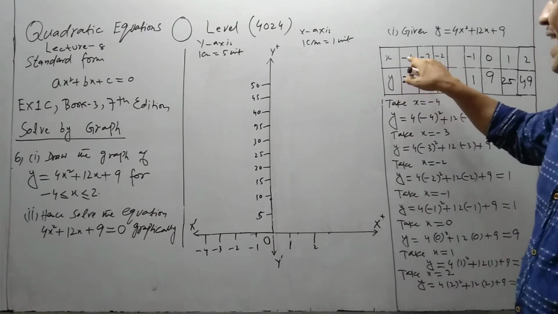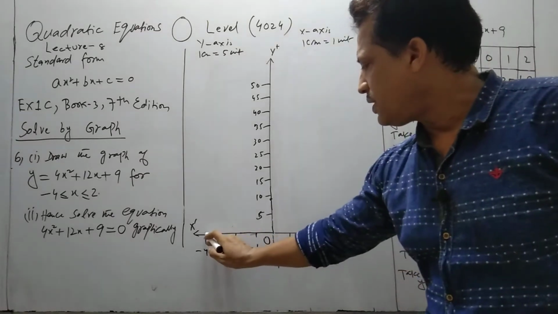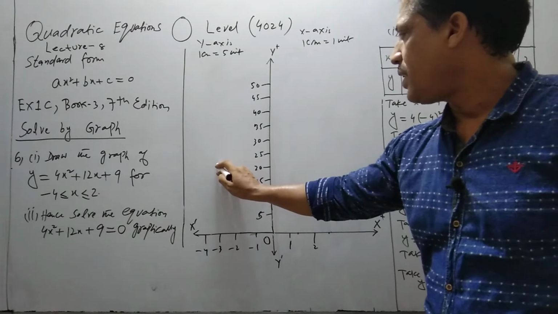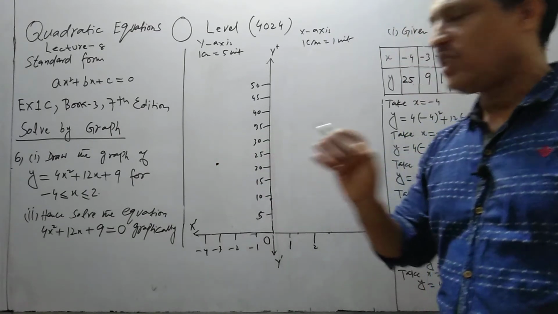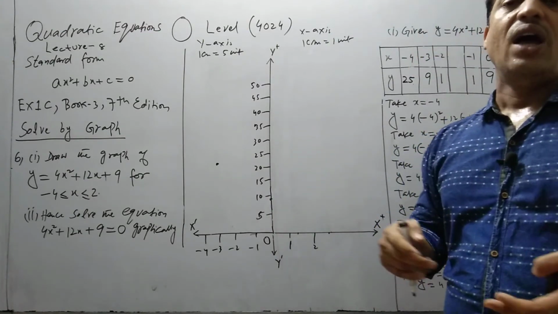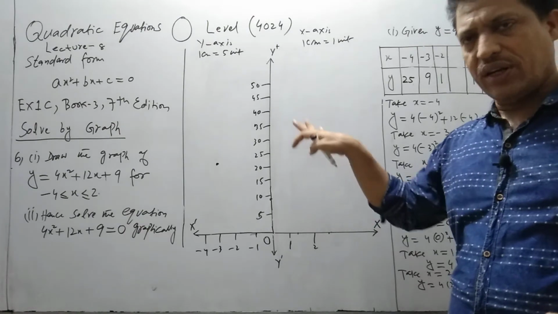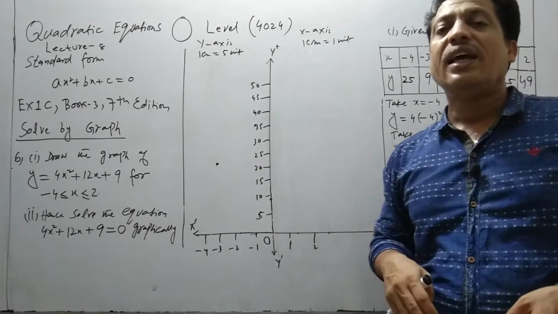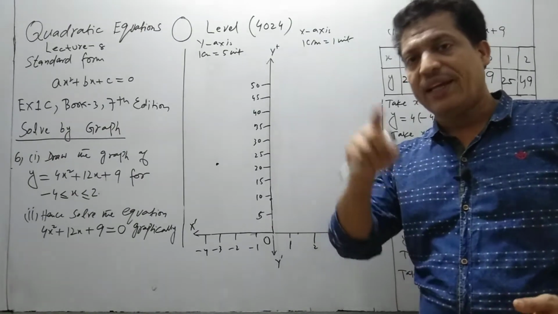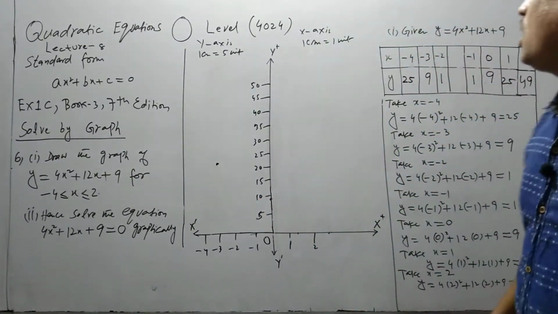The first point is x is minus 4, y is 25. See carefully, this is x minus 4 and y is 25. Again students, I am telling you that I do not have a graph paper, so I am drawing this on the board. Definitely I am unable to draw a very accurate graph, but you have to draw an accurate graph because you have centimeter graph paper.